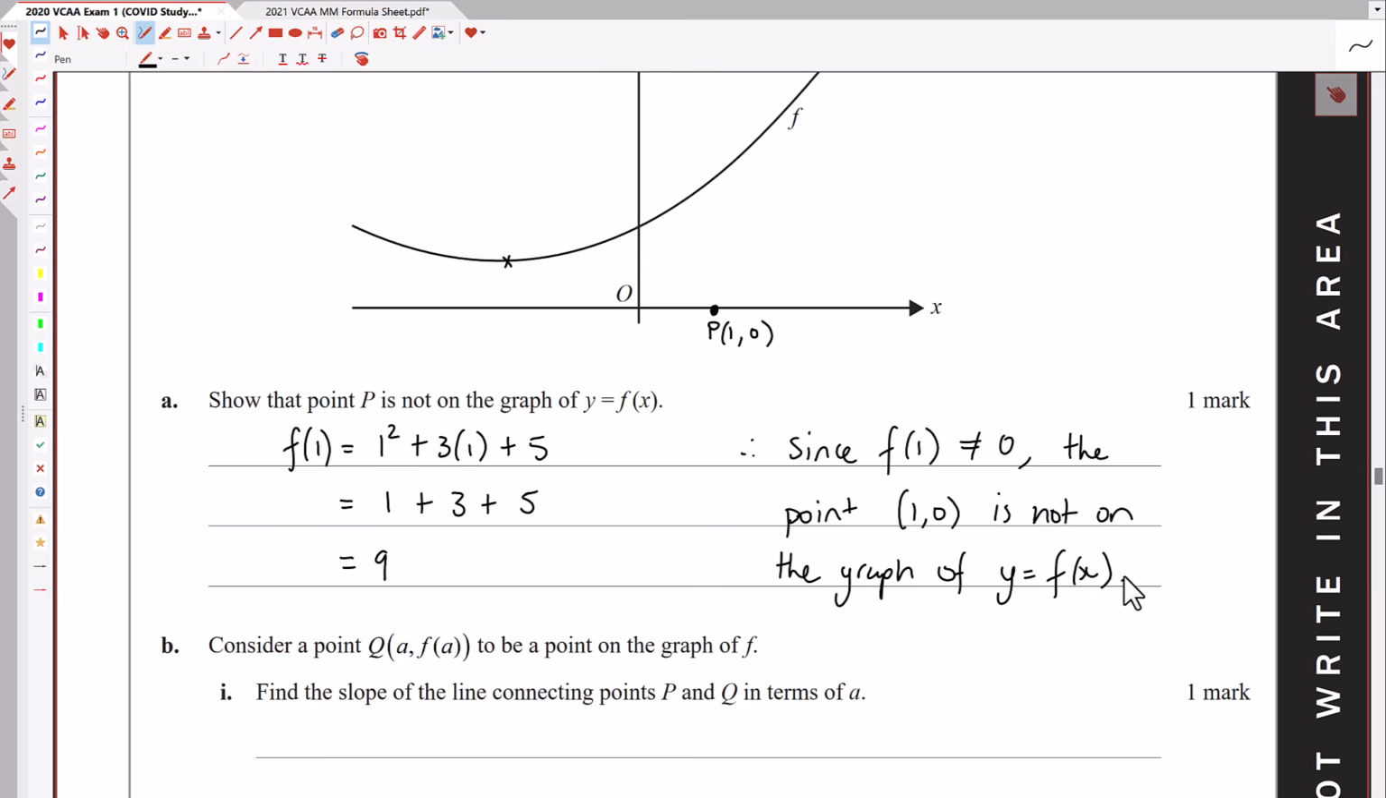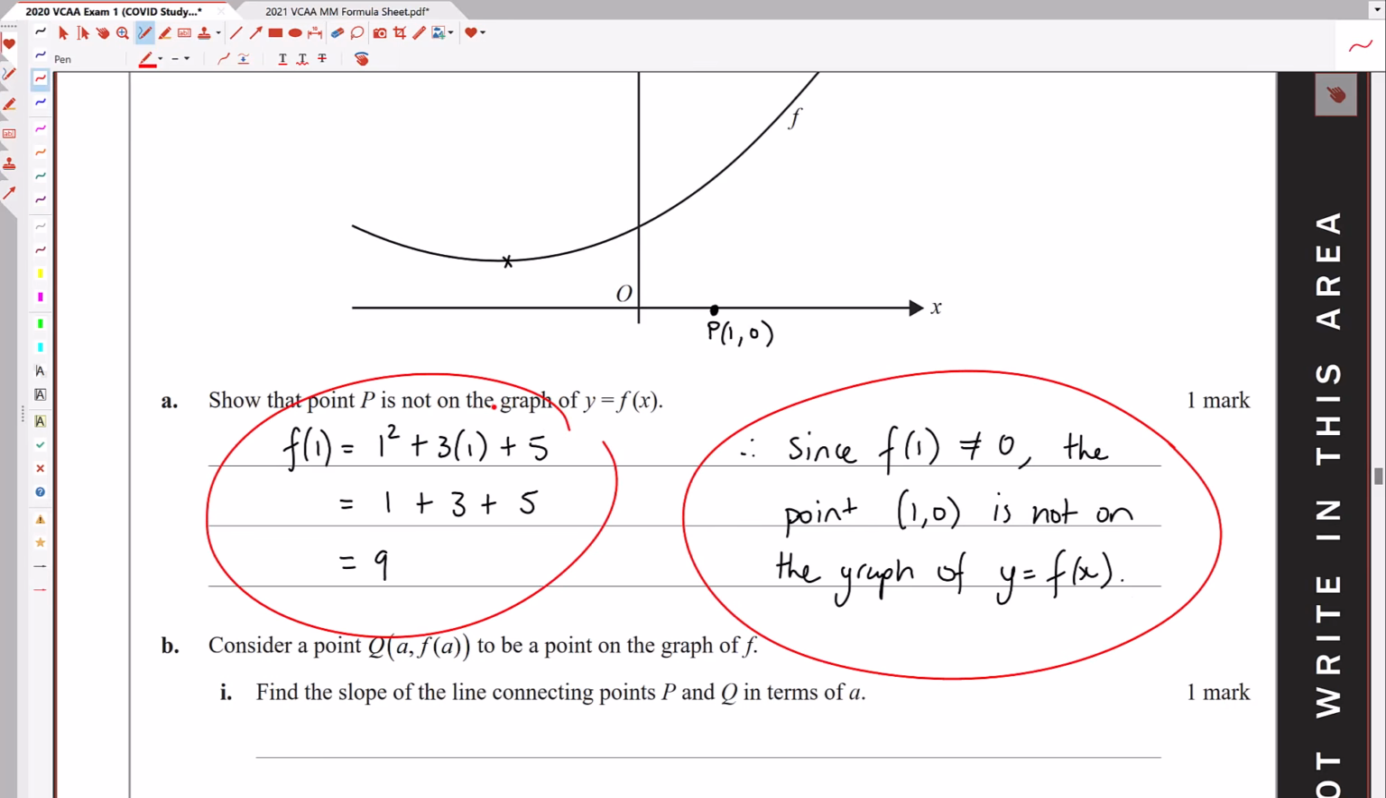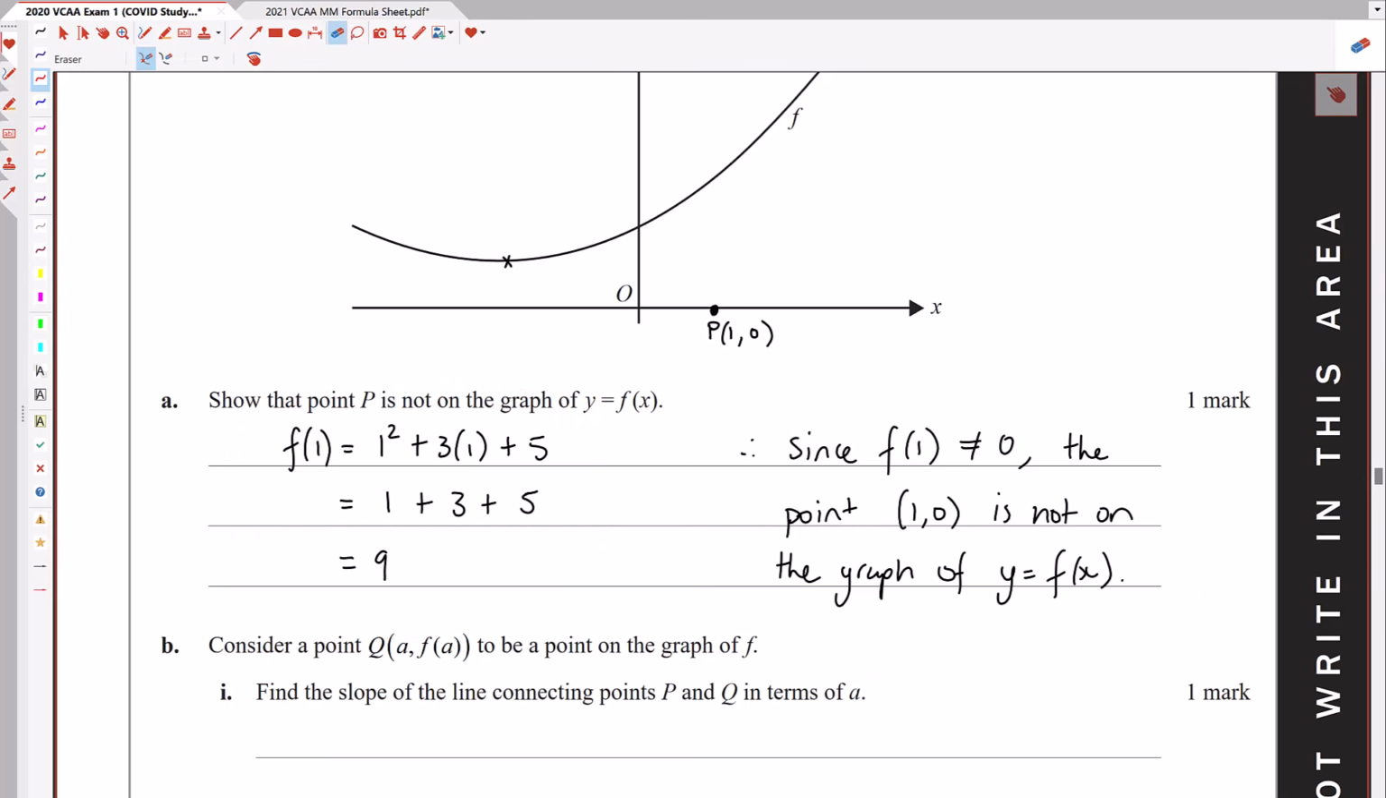It's really important to note that this bit here is just as important as this bit here. It's a 1-mark question, but you're going to need both of these things. It's not enough for you to just do a calculation, and then expect me as the person marking it to infer what that means in relation to the question. You're being asked to show that P is not on the graph, and so therefore, in fact I haven't referenced P in my answer, the point P, (1, 0), is not on the graph.